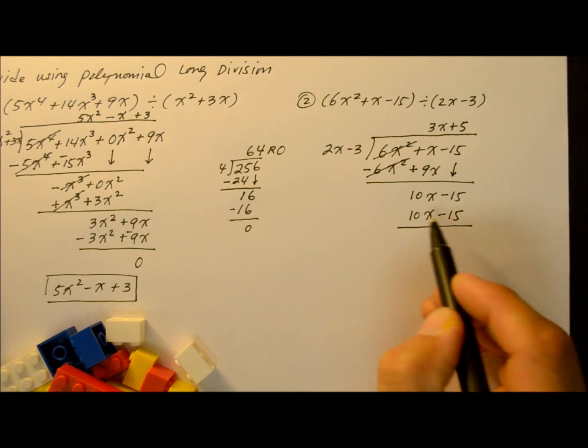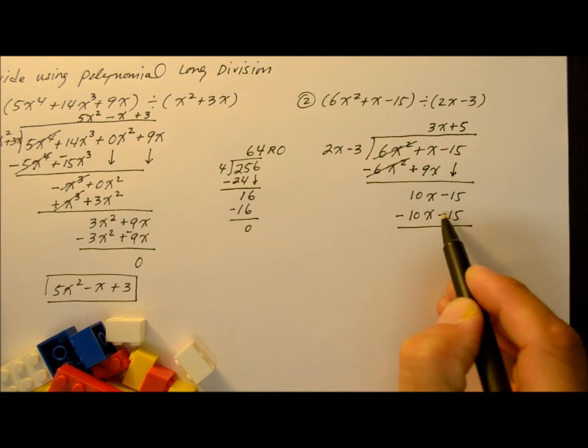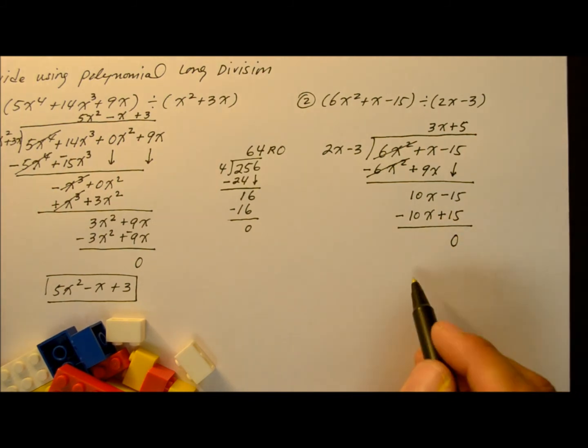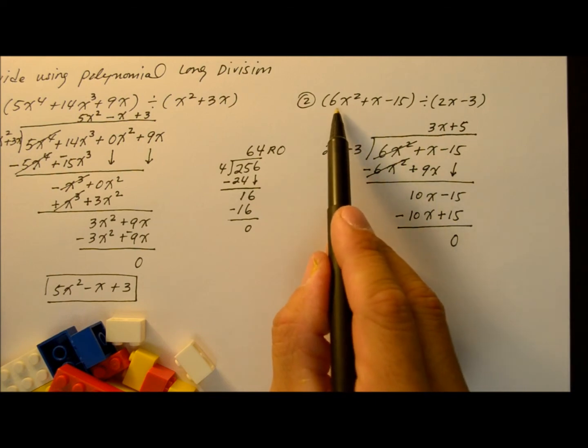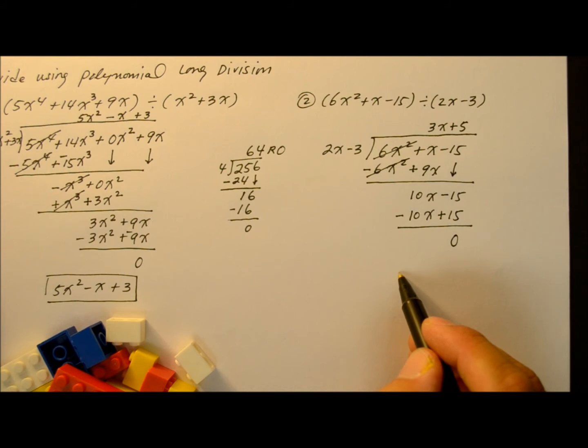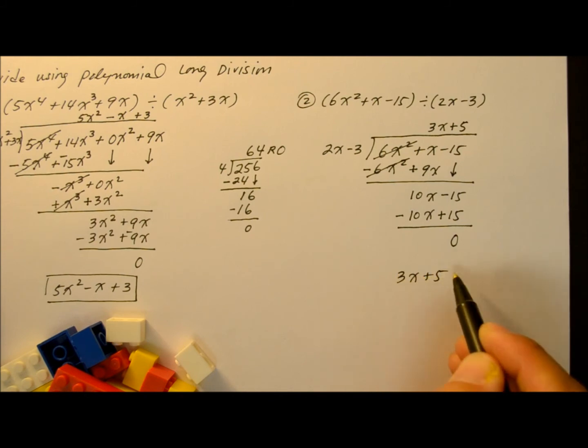Draw the line, oppositize the terms. So 0. So what is the factor for this polynomial divided by this divisor? It is 3x plus 5.